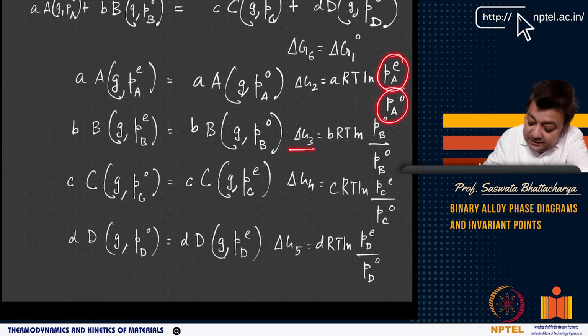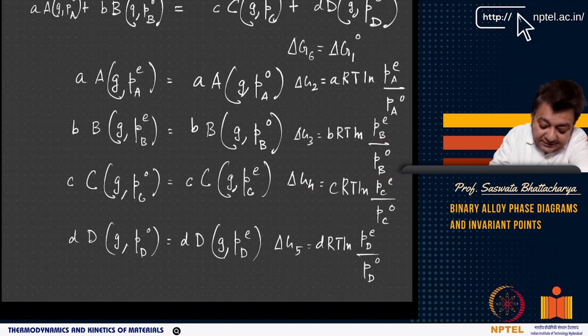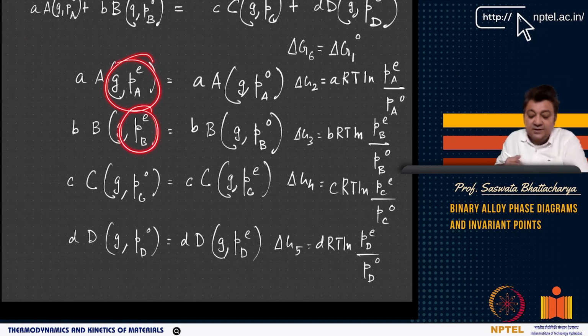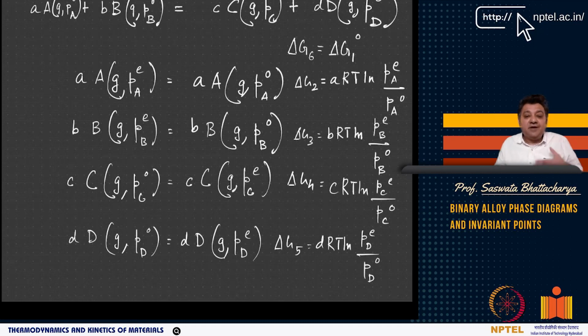Similarly, delta G3 is B times, where B is the number of moles of B, RT ln PB equilibrium by PB naught. And similarly, delta G4 is C, where C is the number of components. Remember, these were the reacting components, which are already in PA equilibrium and PB equilibrium vapor pressure. Now, PA equilibrium or PB equilibrium vapor pressure is that vapor pressure where A and B both coexist, and they combine to form a coexistence of C and D, right?